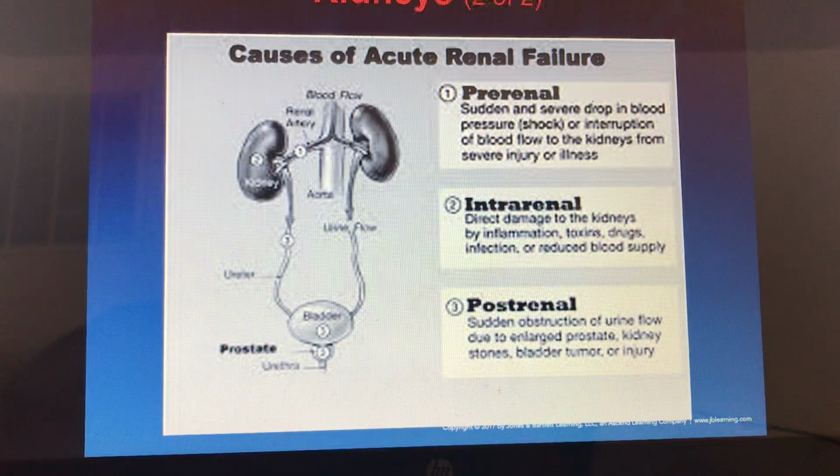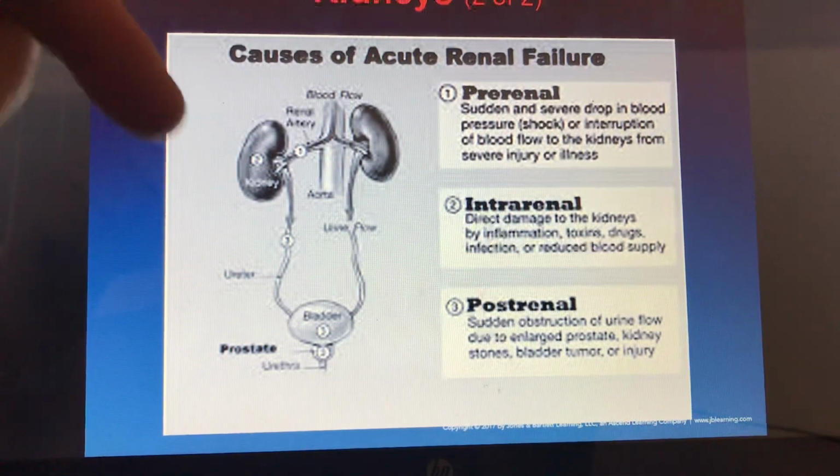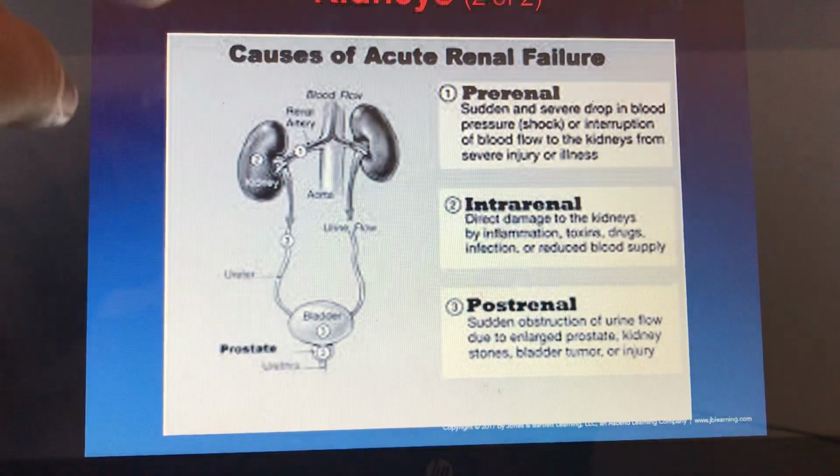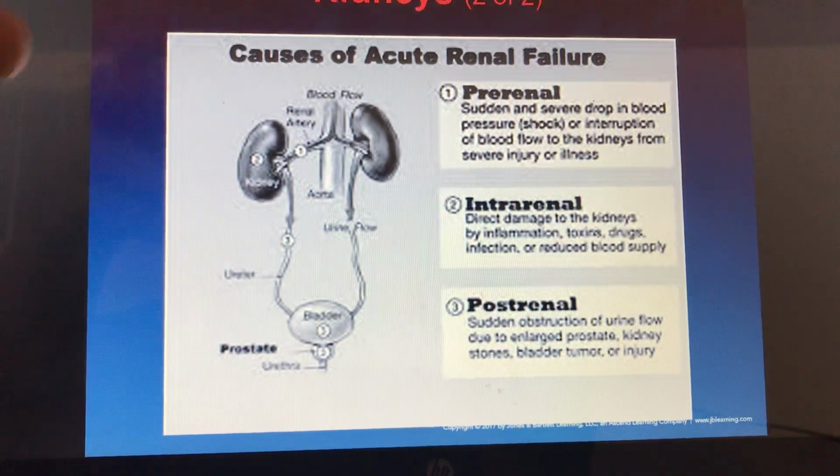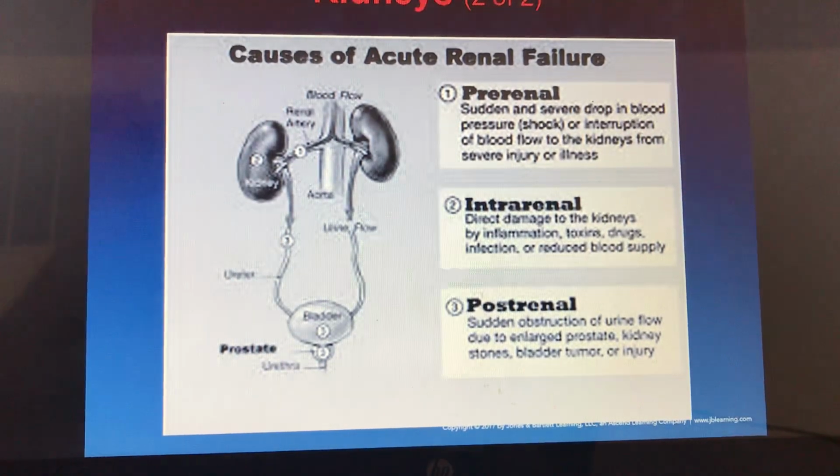Intrarenal is usually direct damage to the kidney itself. That's the one I would not want to have. It's usually bad juju. It can be caused by actual physical trauma to the kidney itself. You can have toxins or drugs or infections inside the kidney itself, which usually comes from a UTI, which we'll discuss, because a UTI usually starts down low and works its way up. But if it works its way up, you can have the kidney itself become infected or inflamed, and that's when things start going south.